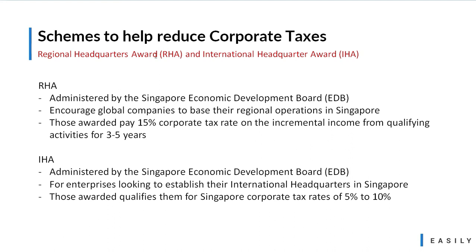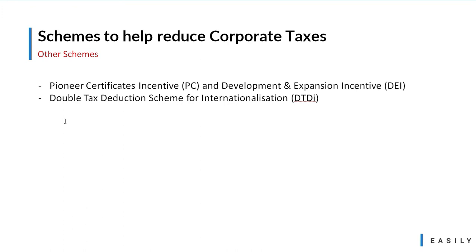Then there are the Regional Headquarters Award and International Headquarters Award. They are administered by the Singapore EDB, and they encourage global companies to base their regional operations in Singapore. So they are given lower corporate tax rates, which can be as low as 5%. There are other schemes like the Pioneer Certificate Incentive, the Development and Expansion Incentive, and the Double Tax Deduction Scheme for Internationalisation. These are a few schemes that help companies reduce their corporate tax. You can read up on them, and we'll most probably do some video or blog article on them as well.